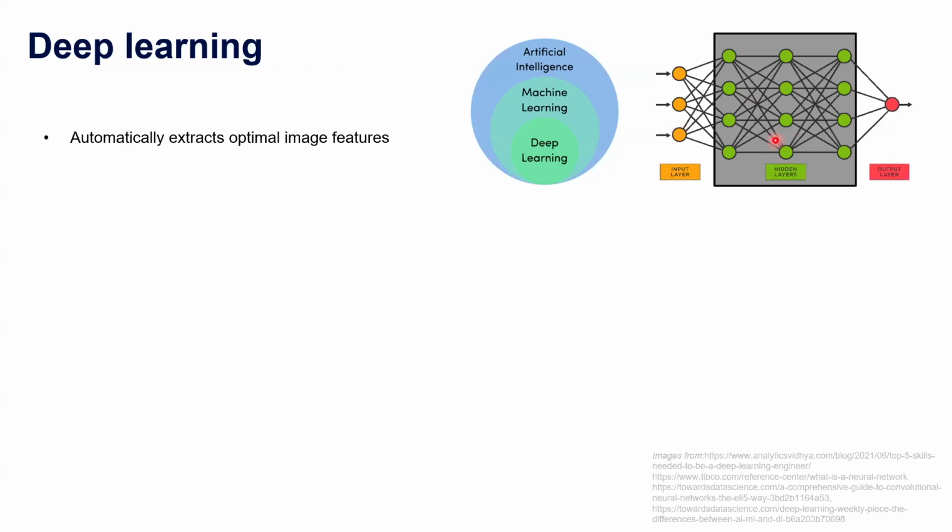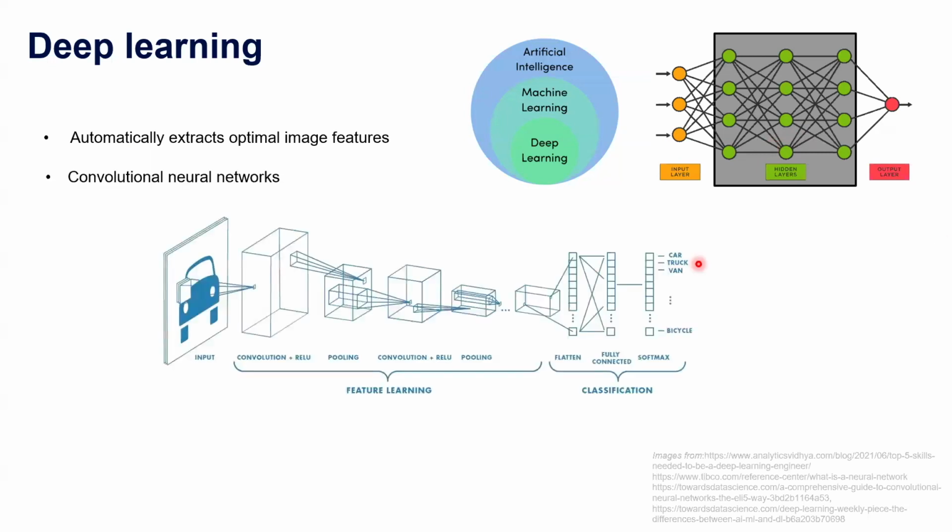In image analysis, this deep learning method can automatically extract image features rather than doing it in a manual way. One of the deep learning methods that's used a lot in image analysis is called a convolutional neural network. This is an example architecture, and here you can see that there are many layers. Each layer represents a convolved image that detects a certain feature from our input image.